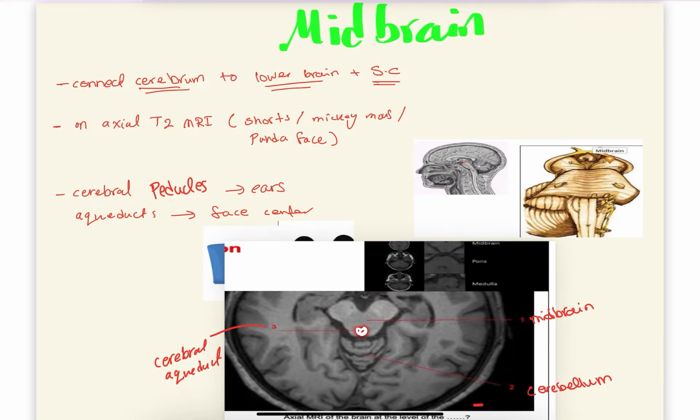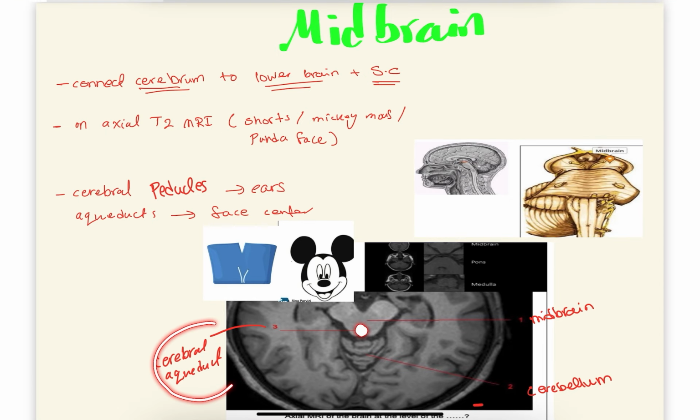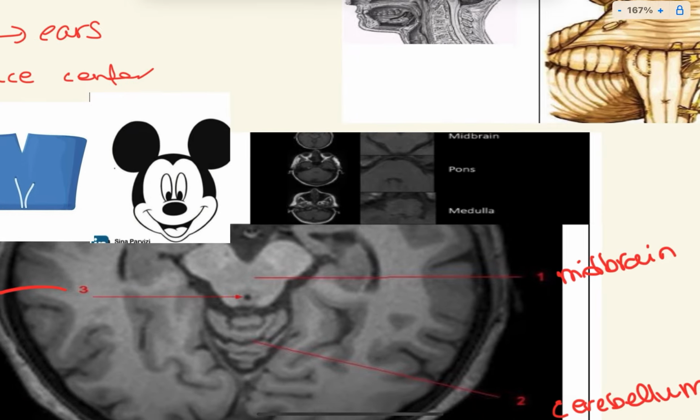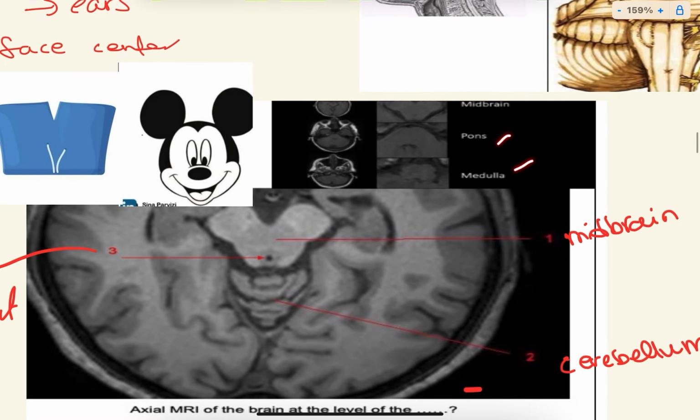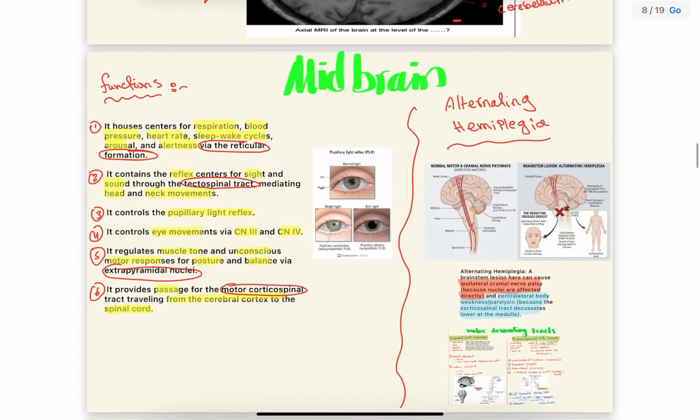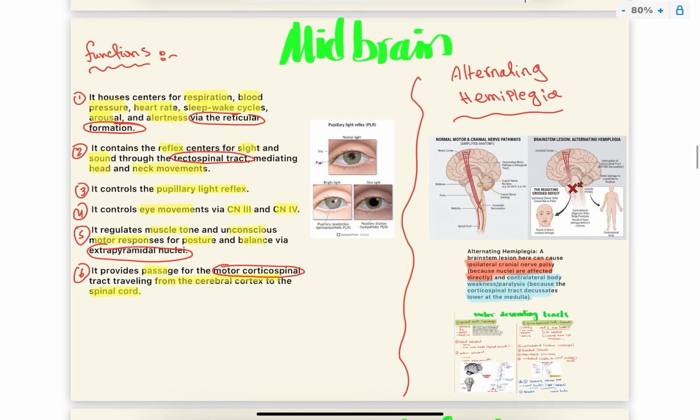Whereas the face center here, this one is the cerebral aqueduct. Okay, and here we can see what? The cerebellum. Now you see here the different parts of the brainstem, the pons and the medulla. We're gonna tackle that later on. So, what is the function of this Mickey Mouse faced midbrain?